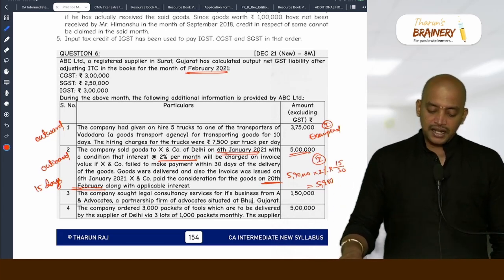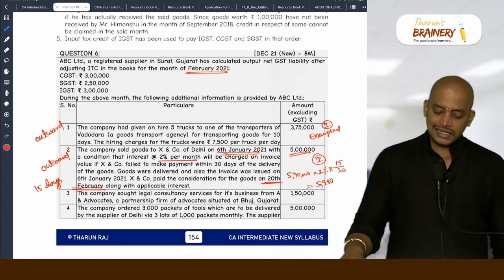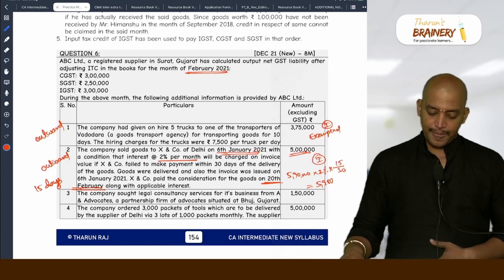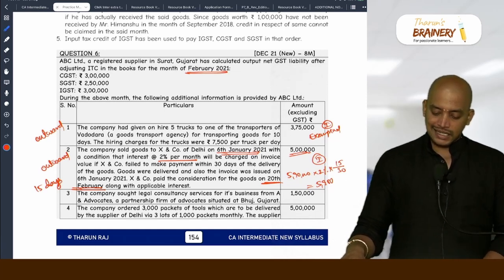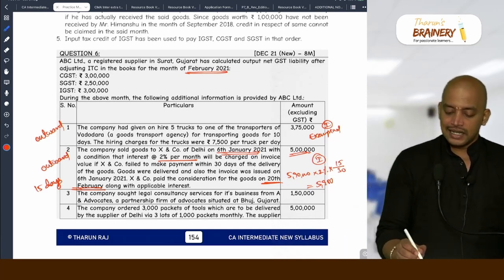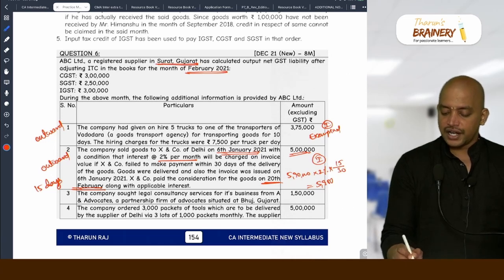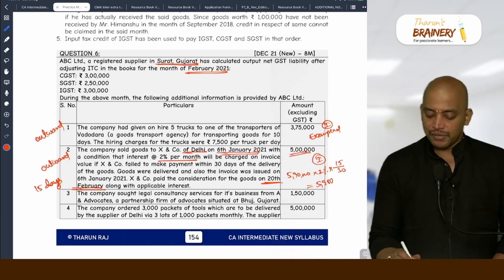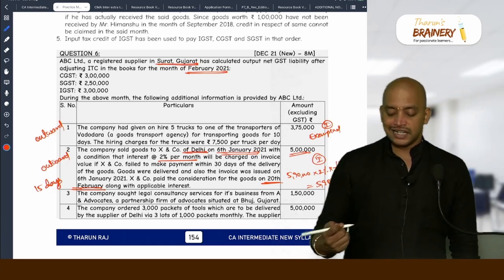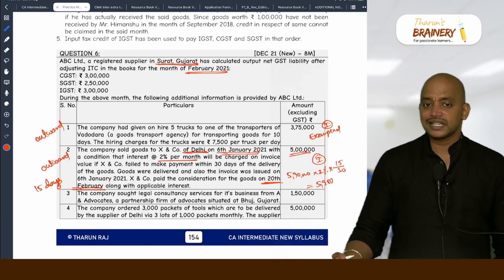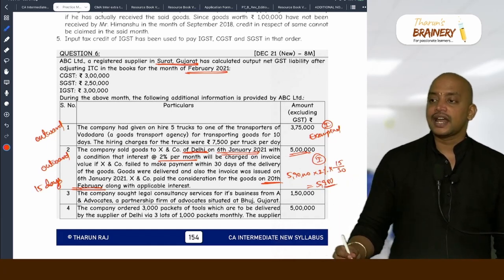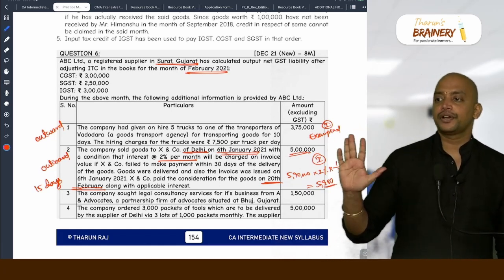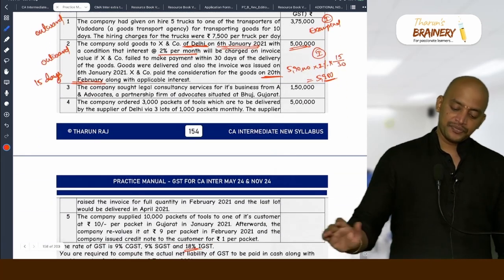Okay. Now, is it intrastate or interstate? Inter, because they are located in Gujarat, but they are making a sale to a person in Delhi. So therefore, it is IGST. How much is the IGST liability? 900. Understood this point? Then next.